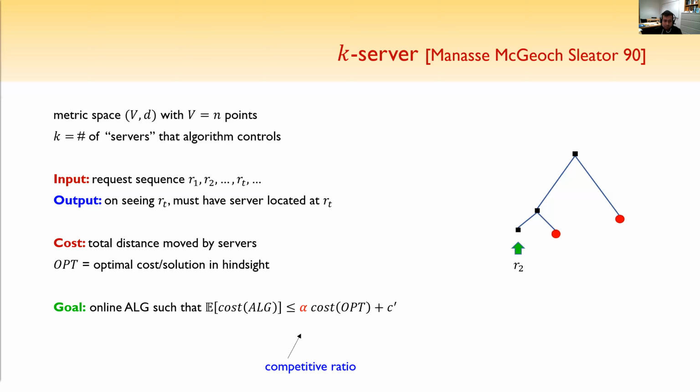So alpha is what we will call the competitive ratio. We aim to achieve the smallest possible competitive ratio that we can. And C prime will be some fixed term that's independent of the request sequence.